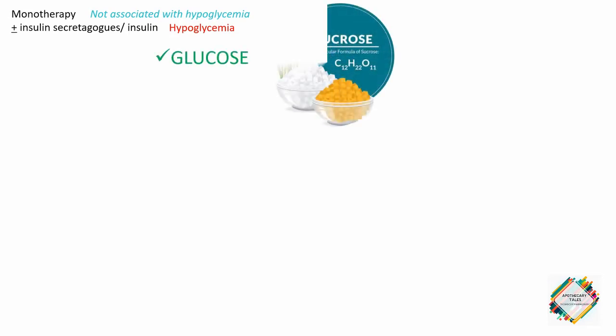And remember, when we use these alpha-glucosidase inhibitors in combination with insulin secretagogues or insulin, hypoglycemia may develop. It is important that hypoglycemia occurring due to this combination should be treated with glucose rather than sucrose, because sucrase is also inhibited by these alpha-glucosidase inhibitors.